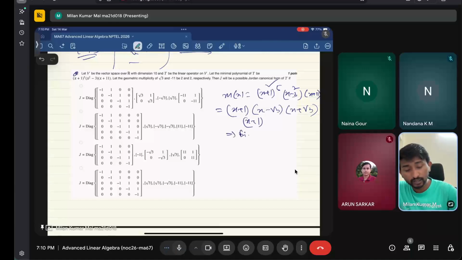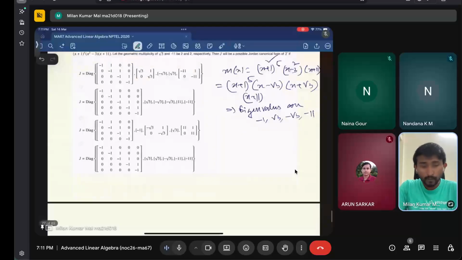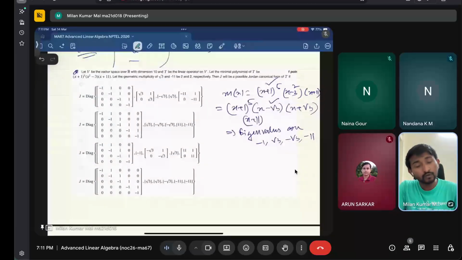So the eigenvalues are minus 1, square root of 3, minus square root of 3, and minus 11. If you look carefully, corresponding to x minus square root of 3 there will be at least one block of order 1. For x plus square root of 3, there will be one block of order 1. Corresponding to 11, there will be one block of order 1. That means 3 diagonal entries are fixed. Now corresponding to x plus 1 to the power 5, there will be at least one block of order 5. So that means 5 diagonal entries are fixed.